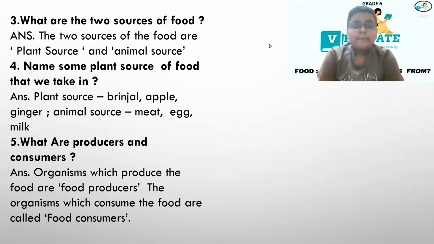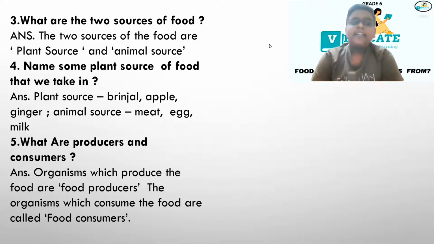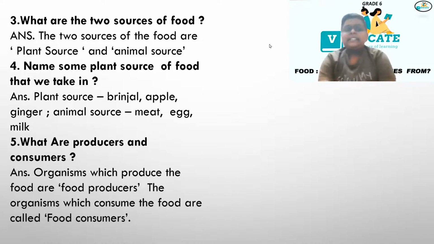Next, what are producers and consumers? We know that organisms which produce food are called food producers, and those which consume food are called food consumers. So who will produce the food? Plants. So plants are called food producers. Who will consume the food? Humans and animals. So they are called food consumers.